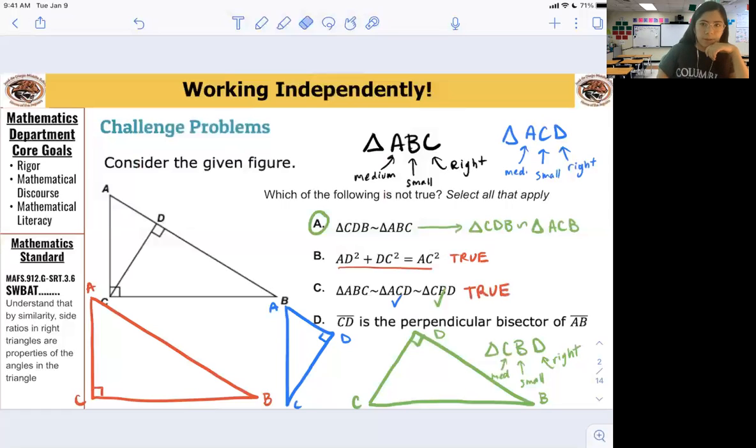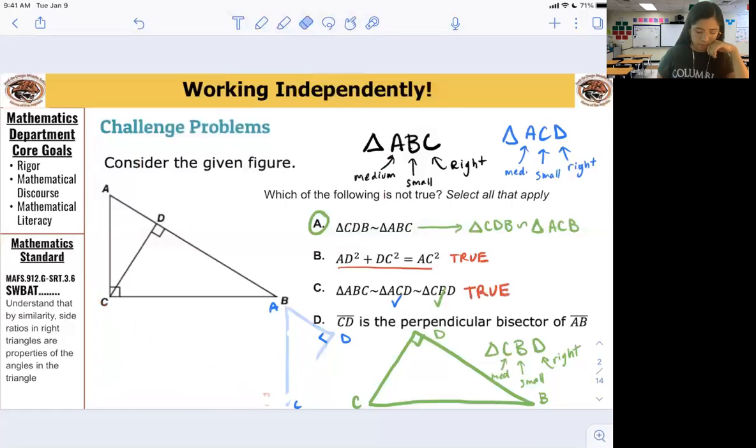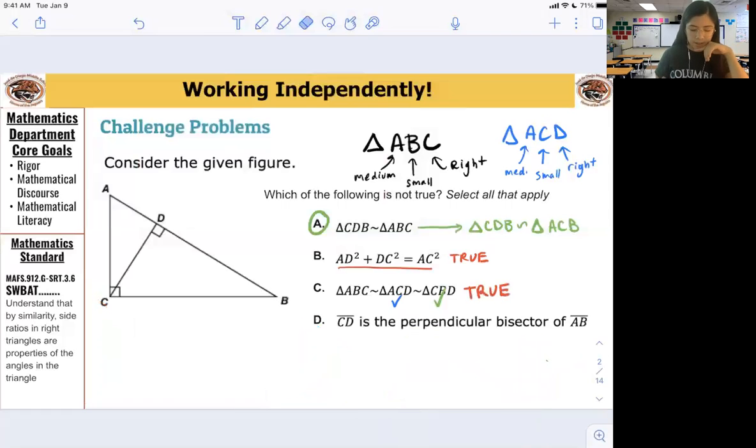Okay, last one. CD is the perpendicular bisector of AB. True or false? Okay, Janelle says no. Or was that for something else? That was for something else. Okay. CD is the perpendicular bisector of AB.